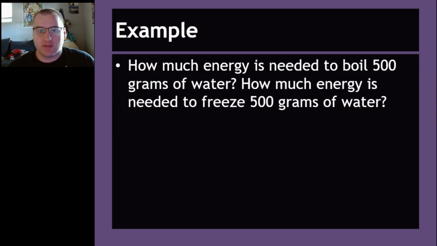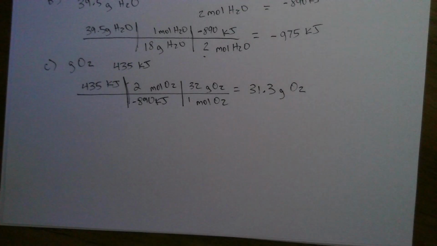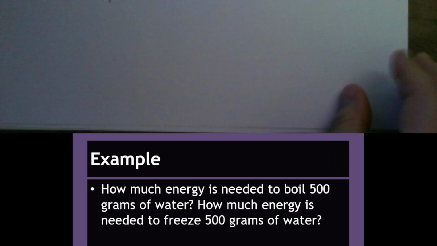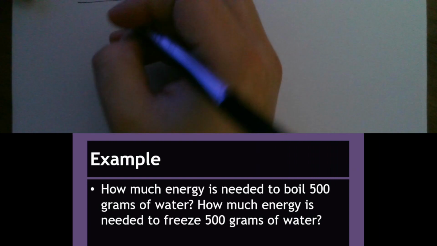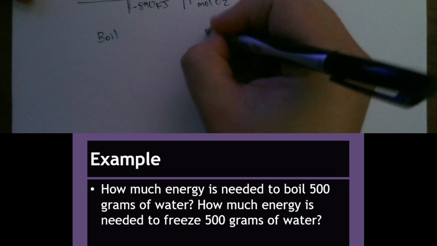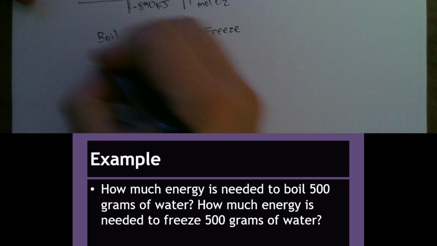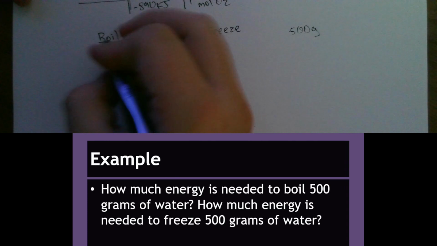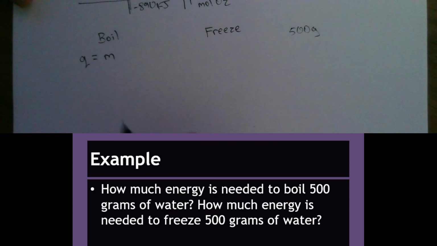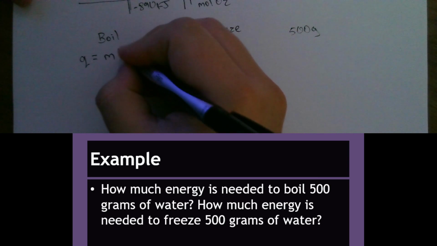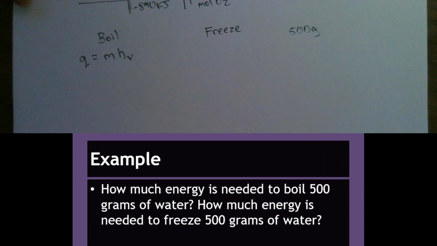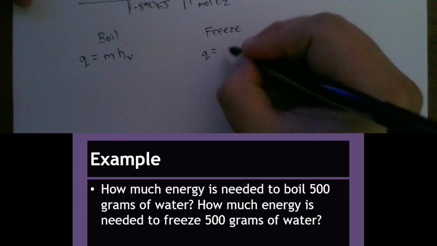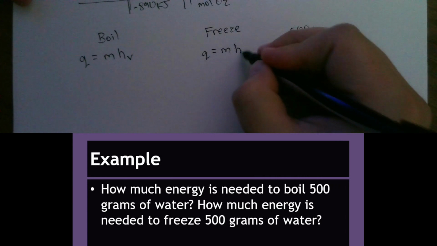Okay, so let's do these two examples real quick. How much energy is needed to boil 500 grams of water? How much energy is needed to freeze 500 grams of water? It's pretty easy. I want to boil water, and I want to freeze water. I have 500 grams with both of them. For boiling, Q equals m times HV, because boiling means vaporization. To freeze or melt something, I use the other one, HF.